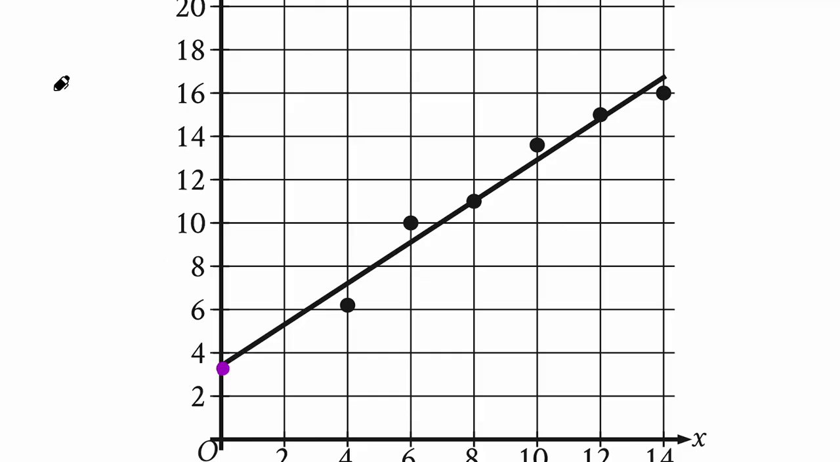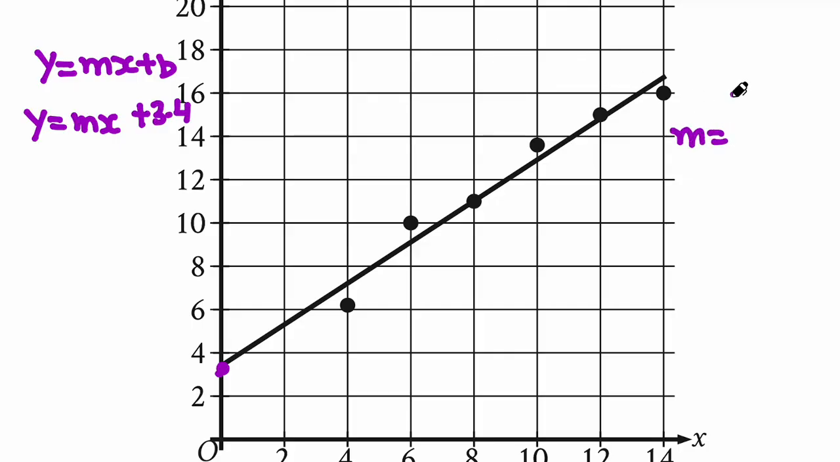First of all, if we have y is equal to mx plus b, this b is the y-intercept, which is 3.4. So plus 3.4, that is the point. And now y is equal to mx. Now we have to find the m. So what is m? M is equal to change in y over change in x, right? So for this we have to find 2 points.